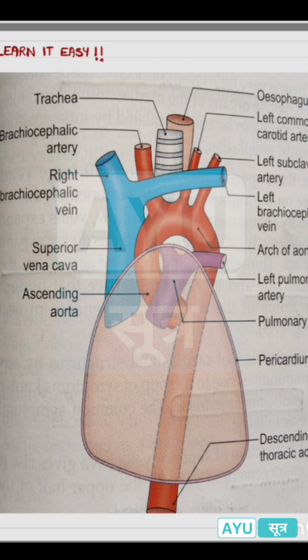So in this figure, we see that this is the ascending aorta. By the way, you should know that this is the largest blood vessel in our body. Just a fact. This ascending aorta is being supplied by blood from the left ventricle of the heart. It is in the middle mediastinum. It is further connected to the arch of aorta, which is situated in the superior mediastinum. Next comes the descending thoracic aorta, which is situated in the posterior mediastinum.